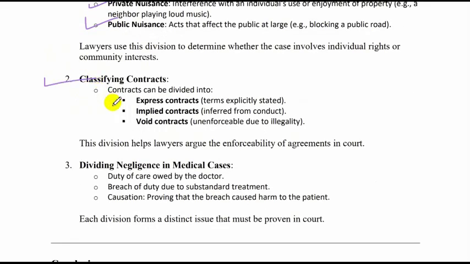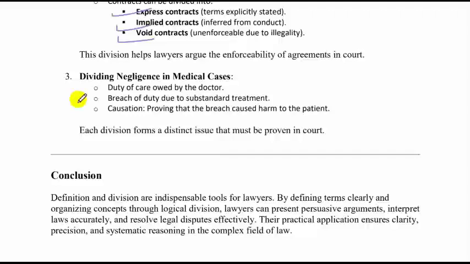Classifying contracts into express contracts, implied contracts, void contracts. Dividing negligence in medical cases to duty of care by the doctor, breach of duty due to substandard treatment, and proving that the breach caused harm to the patient. So we are dividing one broad category into its subcategories.